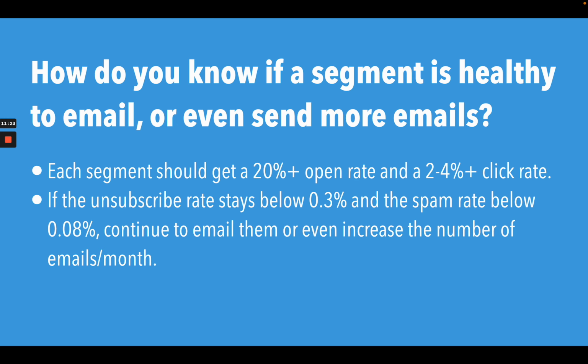Essentially, how we do it at the agency is we look at each segment, and in terms of the emails that you're sending, they should be getting a 20% open rate and a 2 to 4% click rate around that area. But obviously, 2 to 4% plus and 20% plus open rates is ideal. If the unsubscribe rate also stays below 0.3% and the spam rate stays below 0.08%, continue to email them or even increase the number of emails.